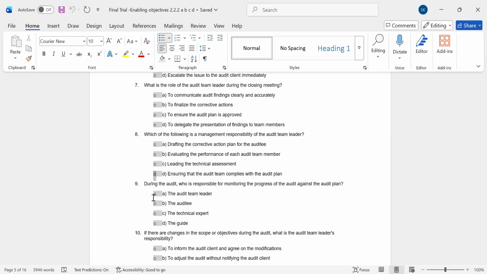Ninth one. During the audit, who is responsible for monitoring the progress of the audit against the audit plan? The audit team leader, the auditee, the technical expert, or the guide. The audit team leader, A. Correct. The team leader is responsible for monitoring progress of the audit against the plan. That's the right answer.